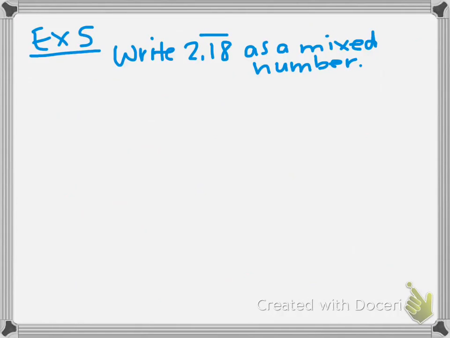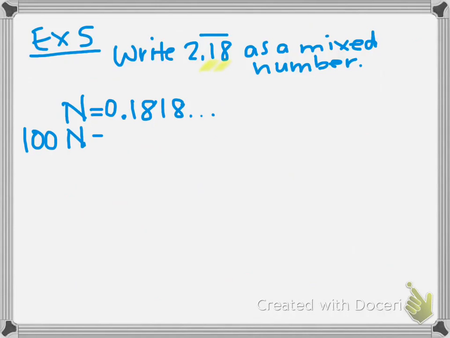Okay, write 2.18 repeating decimal as a mixed number, so that's 2.1818181818. Okay, the 2 is not repeating, only the 0.18 is repeating. So we're just going to work with the 0.18 repeating to find out what that decimal is as a fraction. So n equals 0.1818, and so on. Okay, I need to multiply by 100 because there are 2 decimal places. So 100n equals 18.1818, and so on.